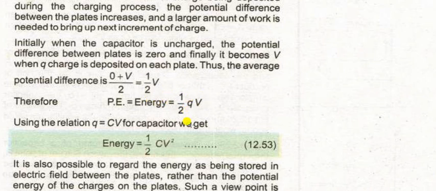Also we know that for a capacitor Q is equal to CV, where C is the capacitance of the capacitor. Then the energy stored will be 1/2 CV squared, because we have placed the value of Q in this relation of the energy. So this is the relation of the energy of a capacitor, 1/2 CV squared, where C is the capacitance of the capacitor and V is the potential difference across the two plates of a parallel plate capacitor.